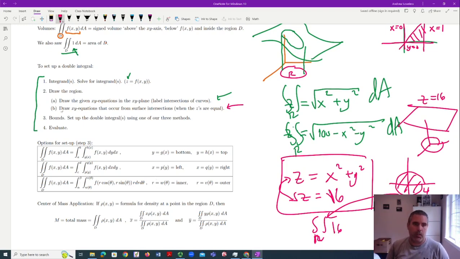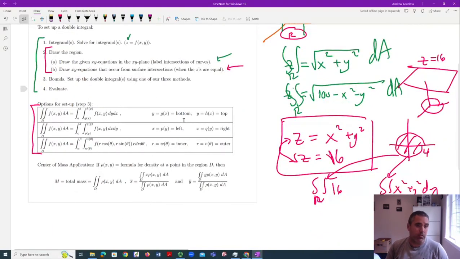Okay, so once you have this region drawn, then you have these 3 options for setting up that we talked about. If you're suspicious that it might be polar, convert everything to polar. If you're having trouble drawing the region, just plot points. That's it. Now we did have one application you do need to be ready for.